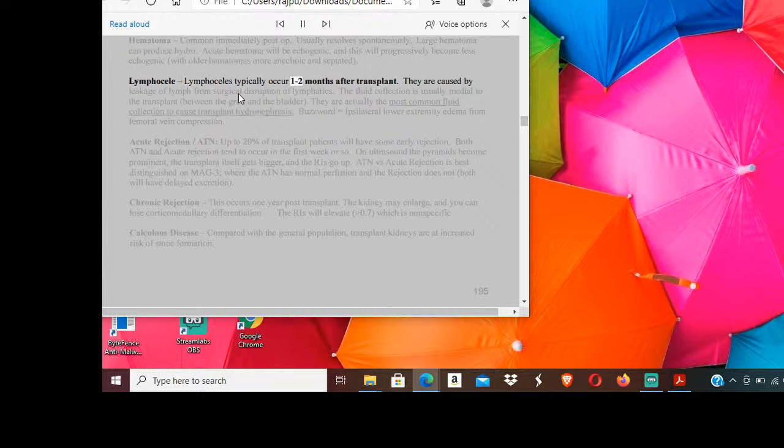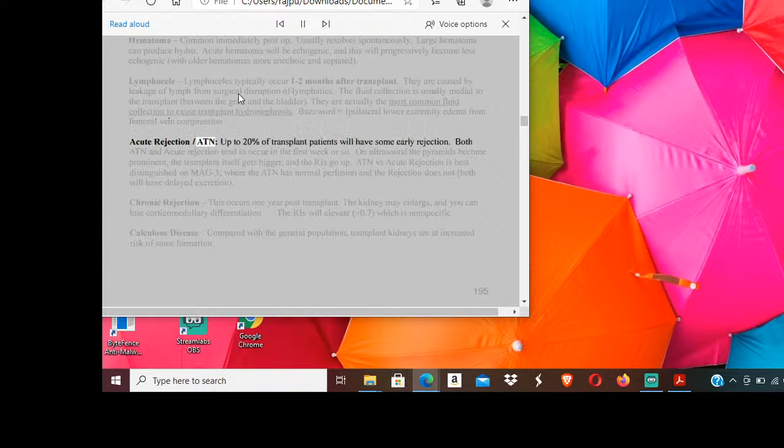Lymphoceles typically occur 1 to 2 months after transplant. They are caused by leakage of lymph from surgical disruption of lymphatics. The fluid collection is usually medial to the transplant, between the graft and the bladder. They are actually the most common fluid collection to cause transplant hydronephrosis. Buzzword: ipsilateral lower extremity edema from femoral vein compression.